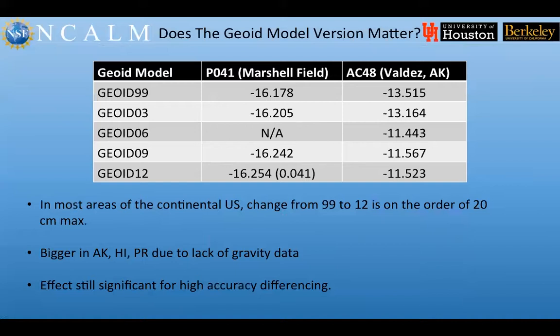This is a UNAVCO Plate Boundary Observatory point, P041, at Marshall Field, which is just up the road here a couple of miles. And then the second one, there's another PBO site, but this one's in Alaska, AC48. For each of these, I've used the NGS tool to compute a geoid height.